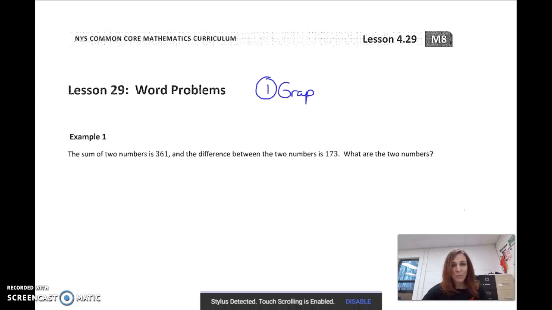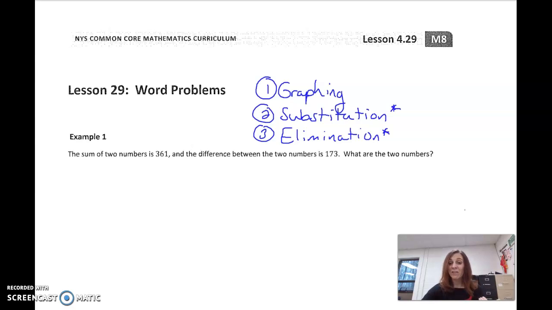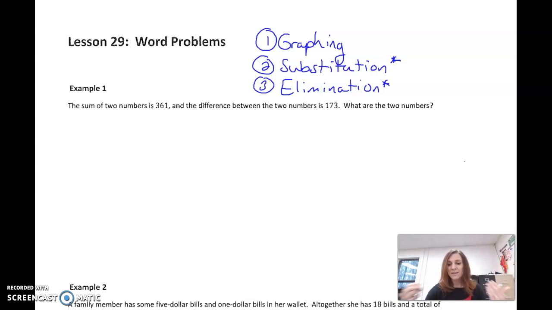Graphing, probably not going to really use that with word problems. Then we have substitution. That might come into play. I'm going to try to spell it correctly. And then we have elimination. So really, we're going to be using a lot of substitution and especially elimination to solve these word problems involving systems. The big thing to remember when we're setting up word problems for systems is you have to keep in mind you're basically talking about two things within this problem.